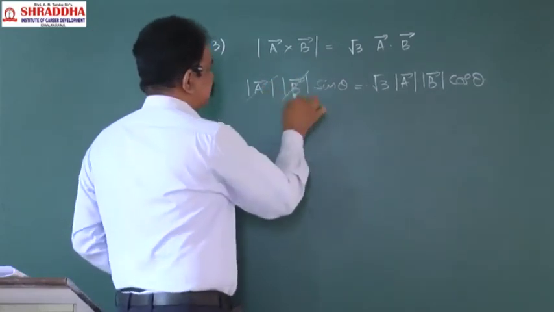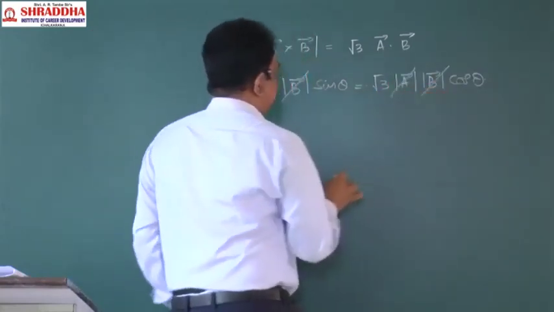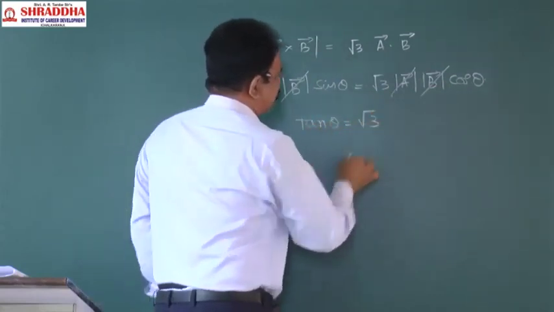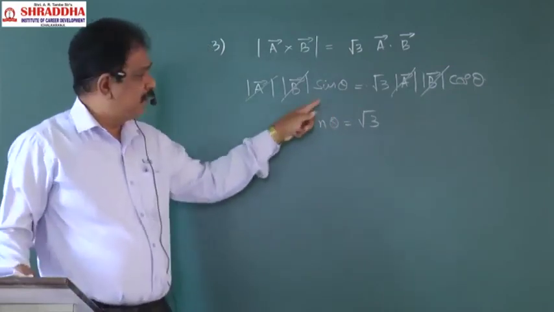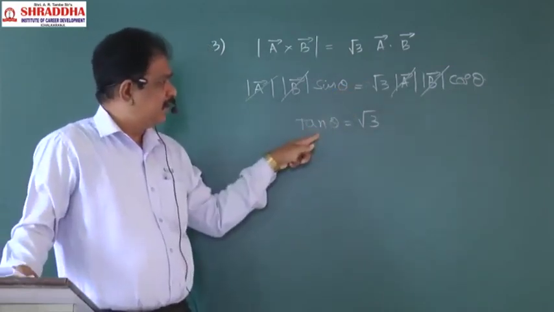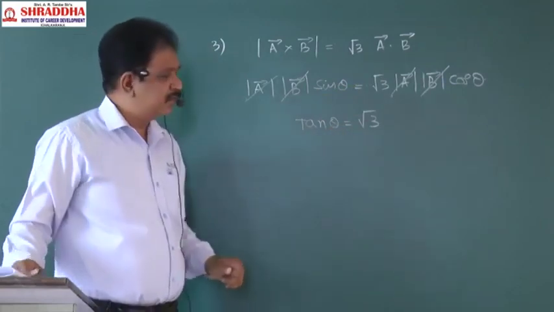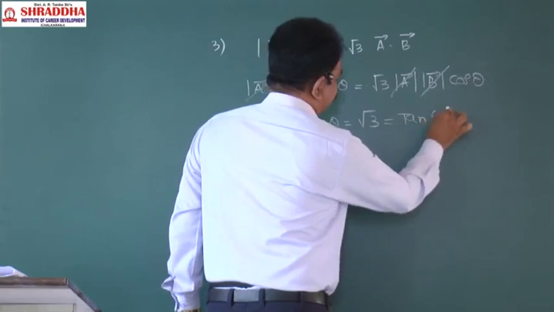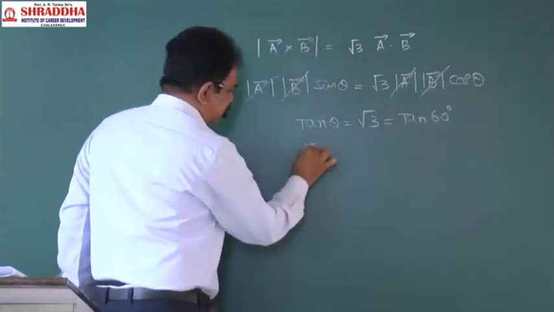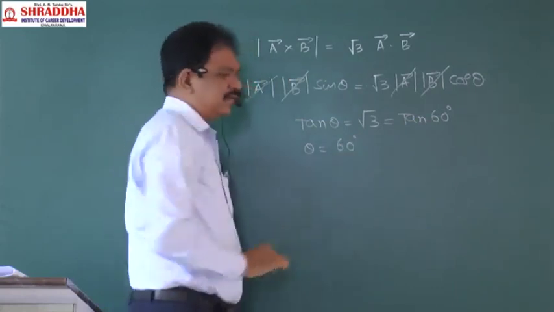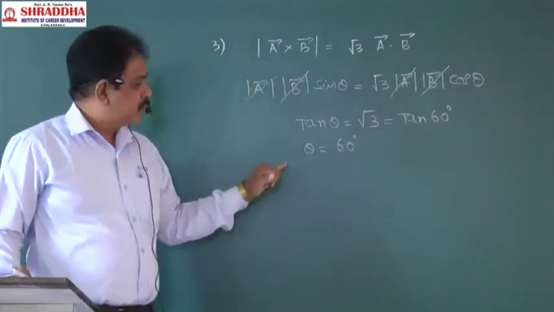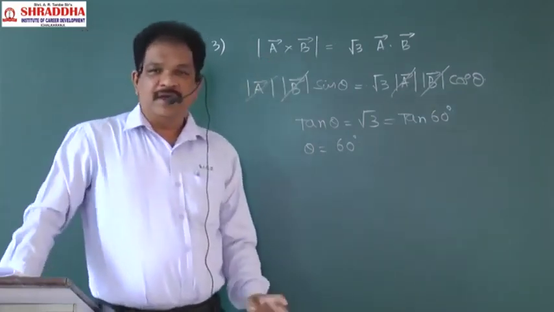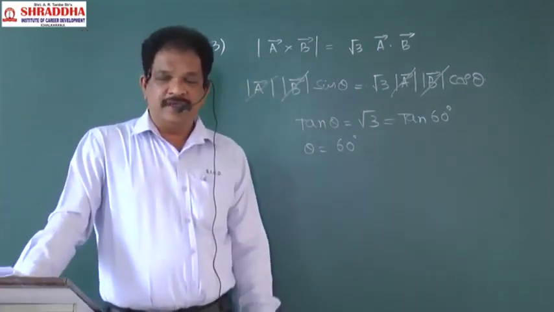So this will cancel. Tan theta is equal to root 3, that is sin theta by cos theta. That cos theta will come to here. This becomes root 3. Then this value is equal to tan 60 degrees. Theta value is equal to 60 degrees. So the angle between A bar and B bar is 60 degrees.